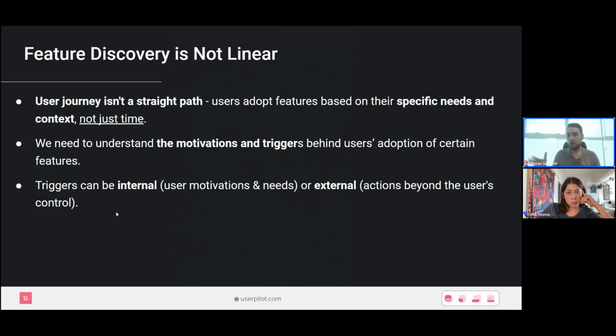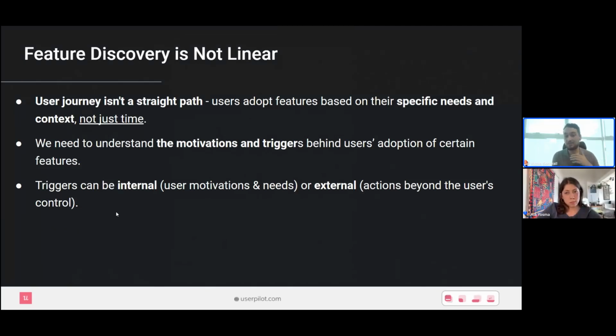If you have 100 features in your product, you're not going to push them all in the beginning. You're definitely going to push your core features in the beginning, and that's easy. But what about the 100 other secondary features? When are you going to push them? When in the user journey are you going to say, you know what, this is the time for me to push this to a user? So, take HubSpot as an example, right?